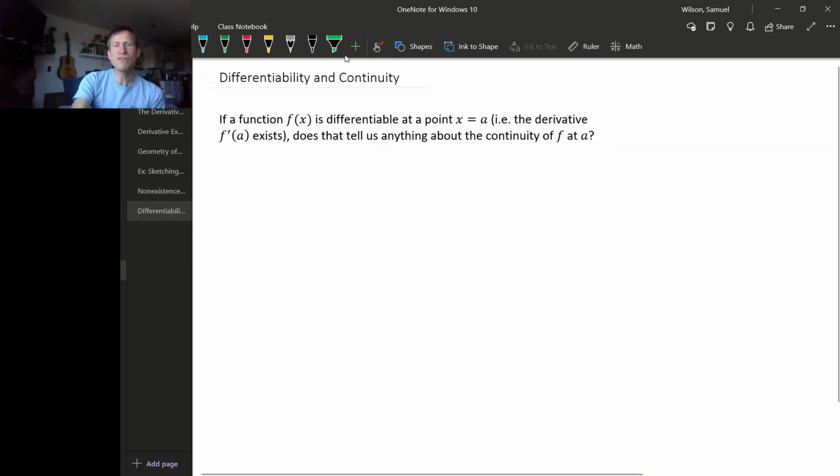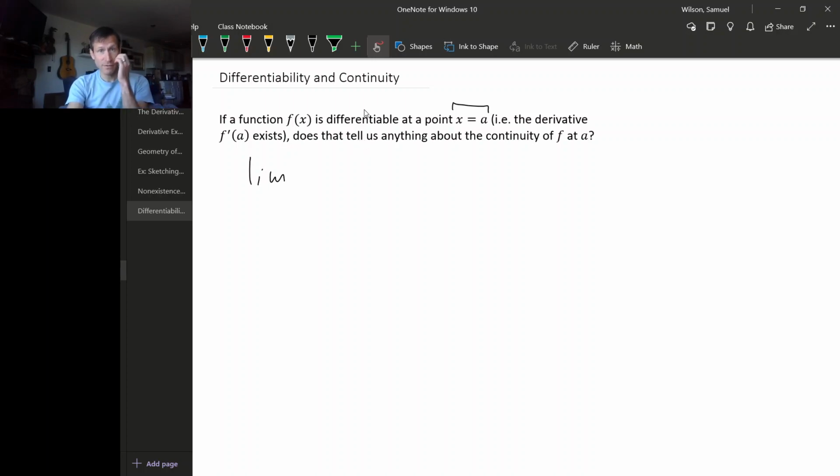So if a function is differentiable at a certain x value, let's call it a, does that tell us anything about the continuity of f at that x value? Well, we're kind of hoping that if it's differentiable, in other words, so when I say differentiable, what I mean is f prime of a exists.